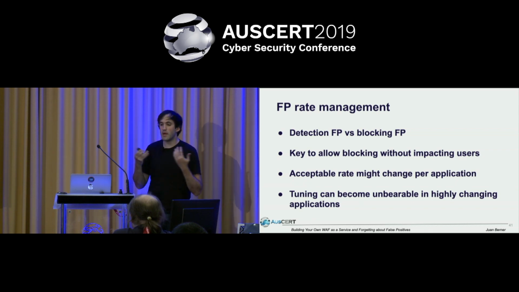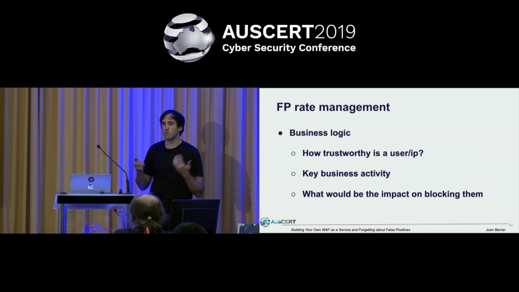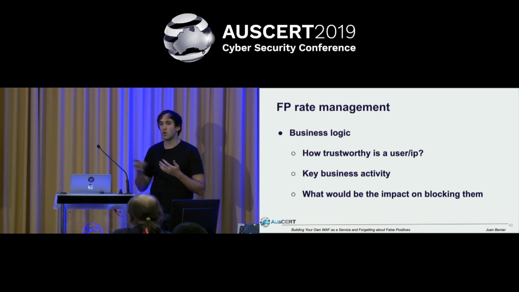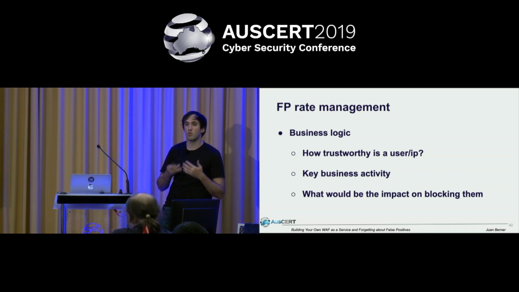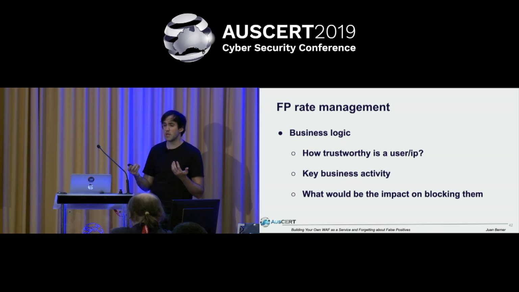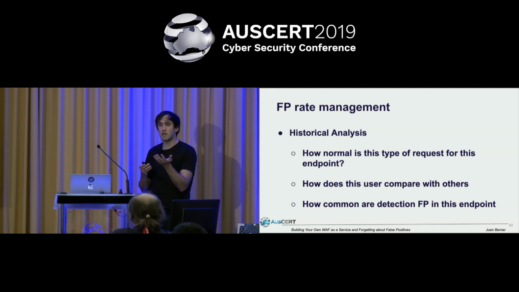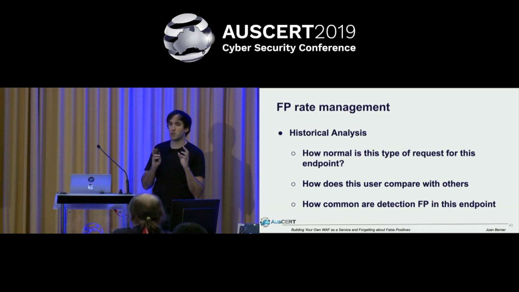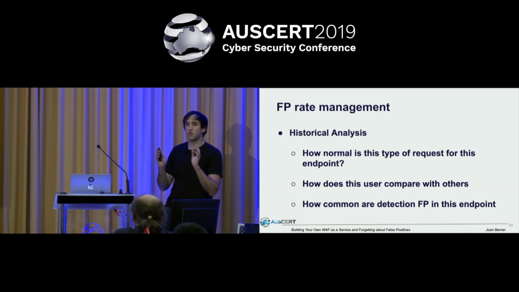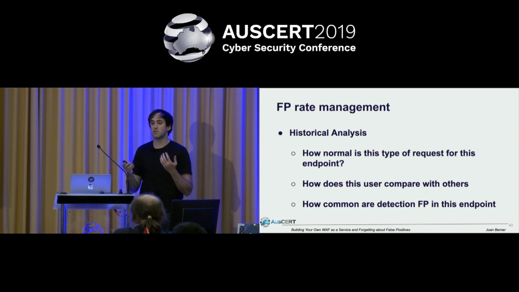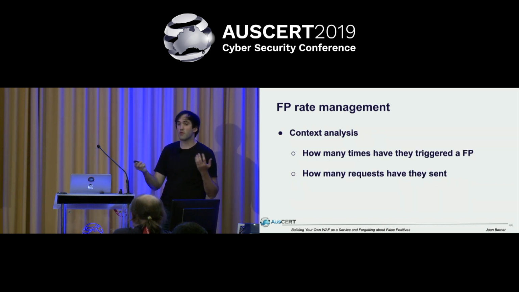So this manages to remove the blocking false positives. And how does it do it? By looking at the context. So what do we check? We check business logic. So how trustworthy is a user and IP, which goes back into the storage like BigQuery, where you would have this information. Business activity from the endpoint, and what would be the impact to block it. Historical analysis: for example, if we're in an endpoint that has a lot of detection false positives from ModSecurity, you might not want to say that something is suspicious if you see a single SQL injection. That might actually affect the score for you to decide that a particular segment of the traffic is suspicious or not. And of course the context.